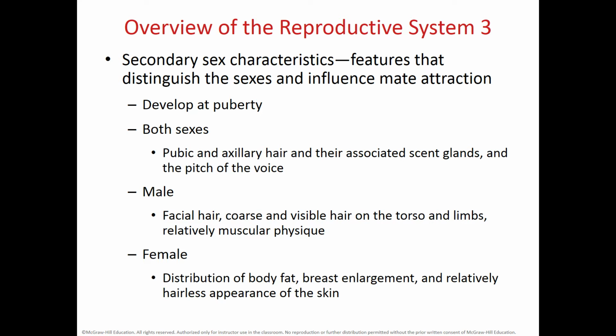For the females, these secondary sex characteristics will be influencing the distribution of body fat. So we'll have fat around the hips, and also in the anterior area of the pelvic part of the anterior wall of our body. And also it will influence the deposit of fat within the pectoral area, so we have enlargement of the breast, and in general the skin is going to be thinner and have less hair than the males.